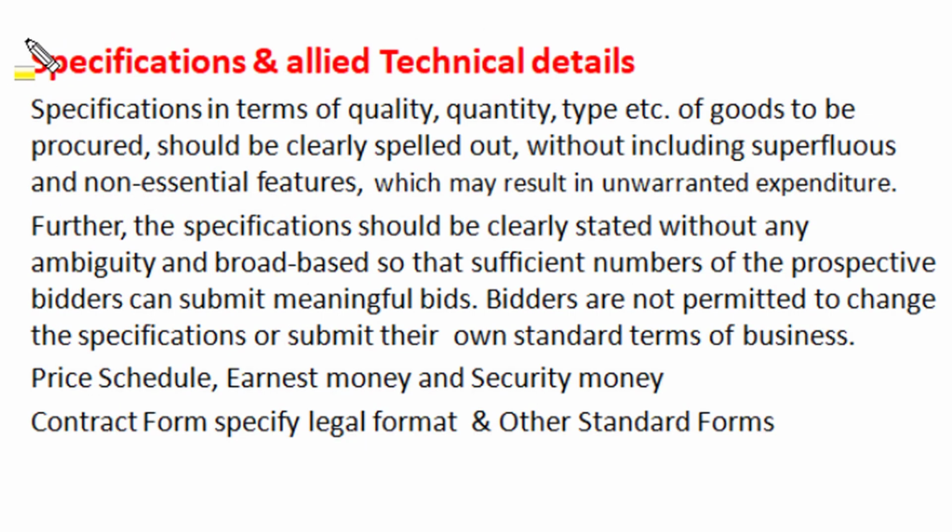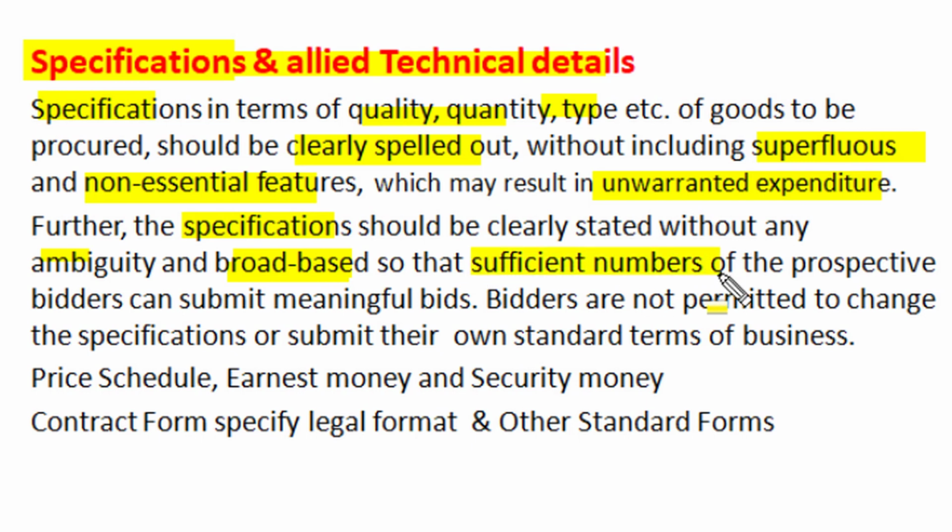In the bid document, specifications and allied technical details of procurement are also mentioned. Specifications include quality, quantity, and type of goods to be procured, and these specifications should be clearly spelled out without including superfluous and non-essential features, which may result in confusion or unwarranted expenditure to the procurement entity. The specifications are prepared with clarity and stated without any ambiguity. The specifications should be broad-based so that a sufficient number of prospective bidders become eligible and can submit useful, meaningful bids for the procurement entity.